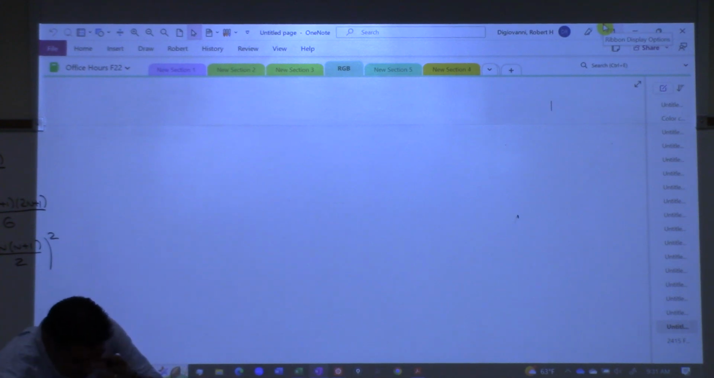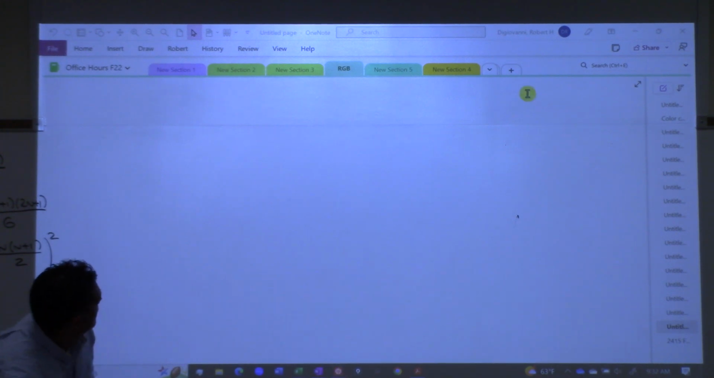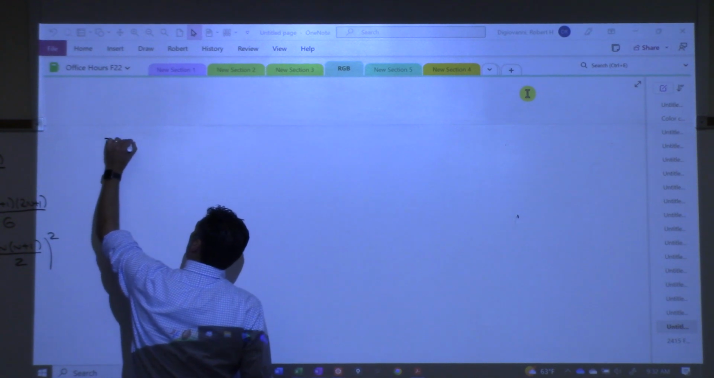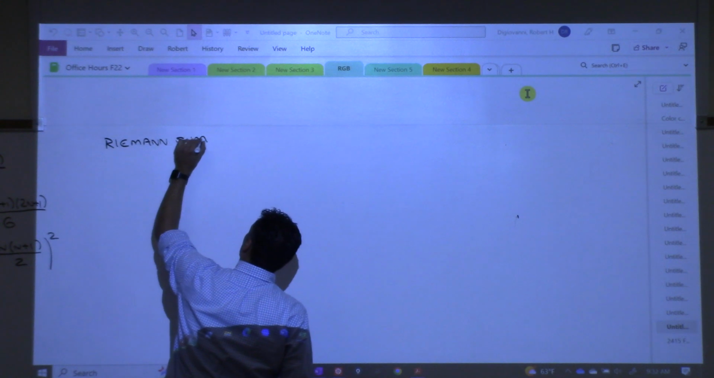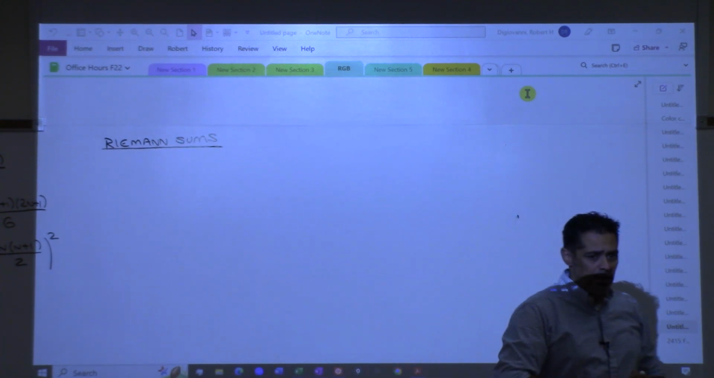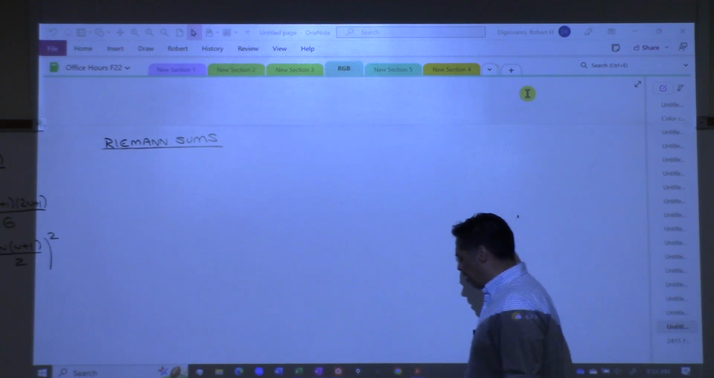So we are now going to discuss, we're getting to the area thing, right? We're going to discuss something called Riemann sums. Riemann was a famous mathematician. His last name is Riemann. I don't know his first name. But this concept came from Riemann, or he perfected it, I guess you could say.